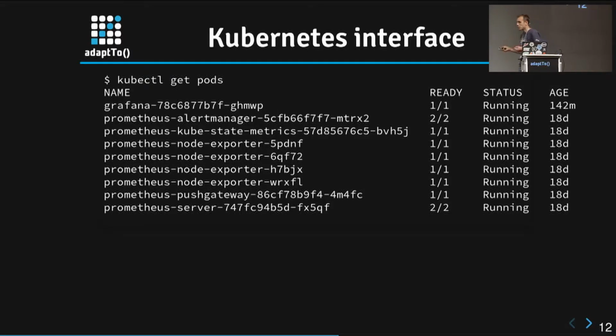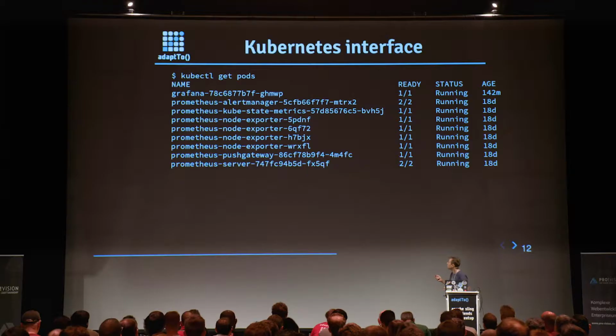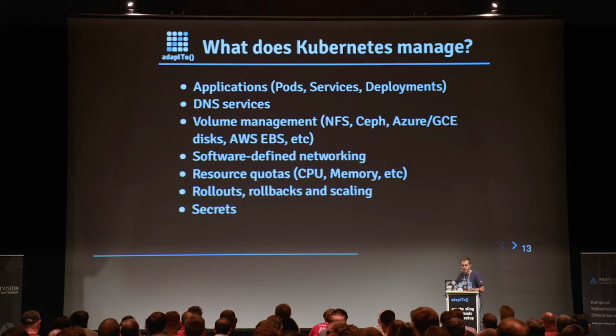And if you want to talk to Kubernetes, you have a command line tool called kubectl, which interacts with the Kubernetes API server. And whatever Kubernetes can do, you do with this command line tool. Now here you see just a listing of pods. You usually run many pods in a Kubernetes deployment. And well, we'll be seeing a lot more of that in the demo.